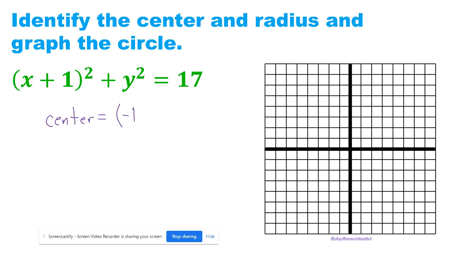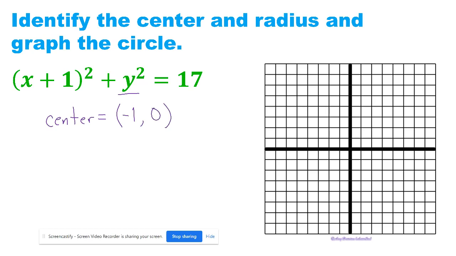The thing that's a little different here is when I go to y, I don't have anything in parentheses with y. I just have a plain old y. So whenever that happens, it's always going to be 0. So I'm going to use 0 for my y coordinate.